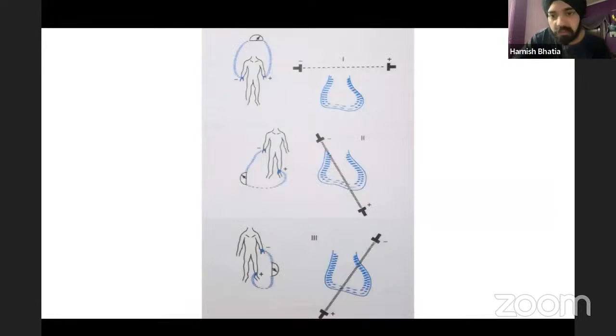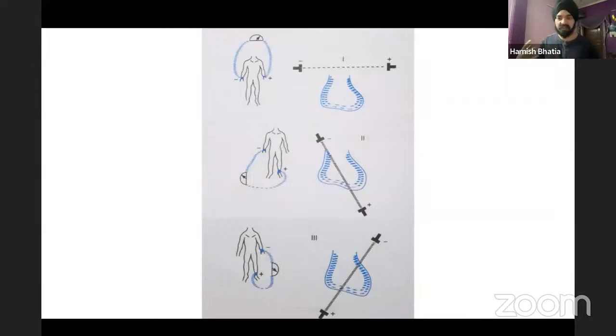So now let's talk about leads 1, 2, and 3 first. We need to understand where we put the electrodes while recording an ECG. We have 3 limb electrodes and 6 chest or precordial electrodes. The limb electrodes are placed one on your left arm, second on your right arm, and third on your left lower limb, the left leg. Now, when you have 3 electrodes, how many bipolar and how many unipolar leads can you make out of it? We know bipolar leads need 2 electrodes, and unipolar leads need 1 electrode.